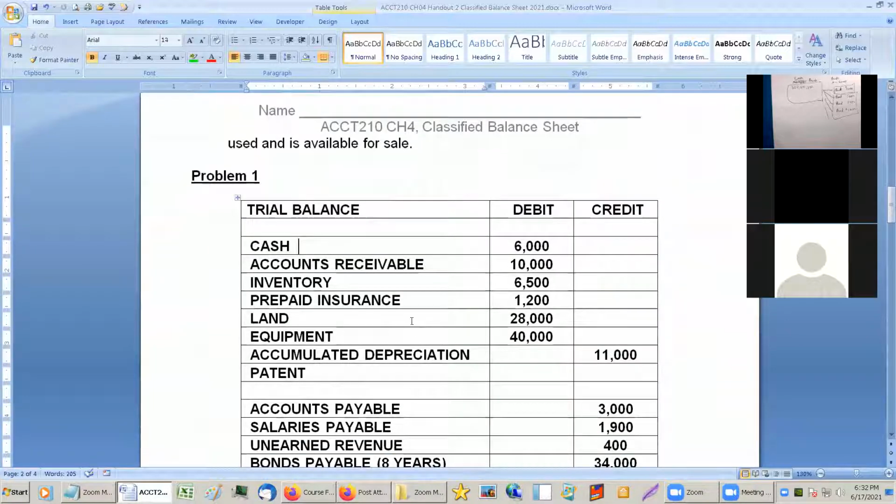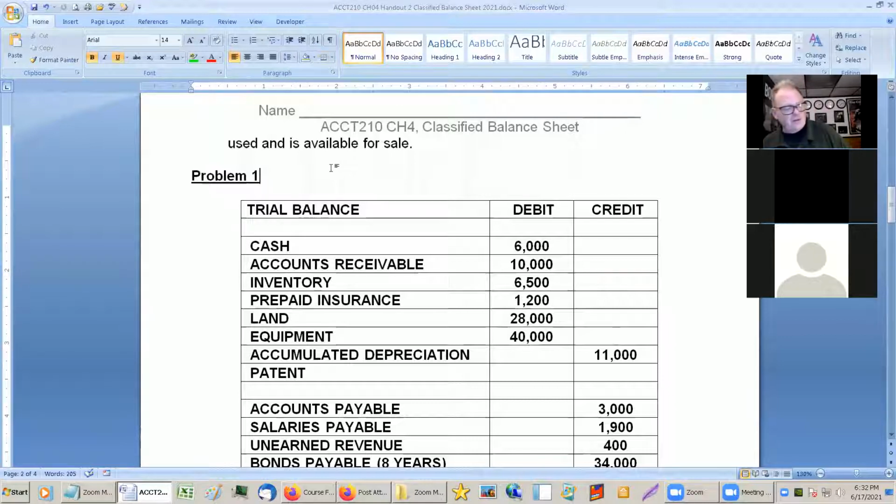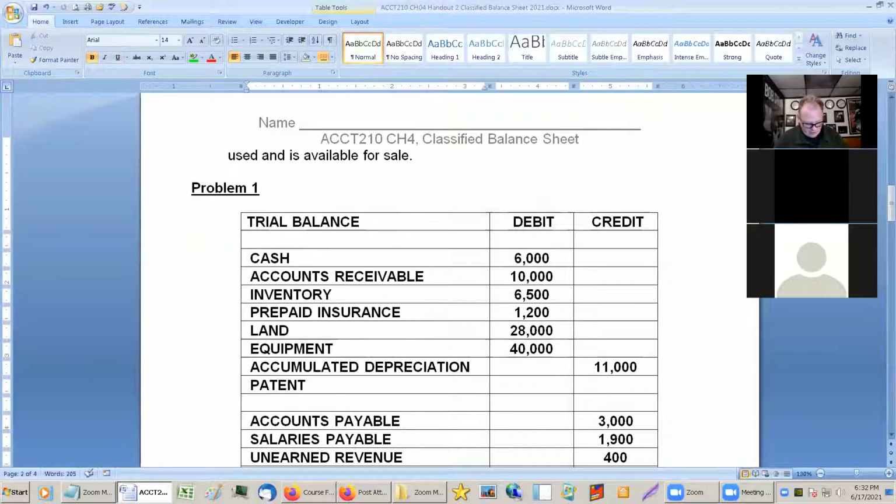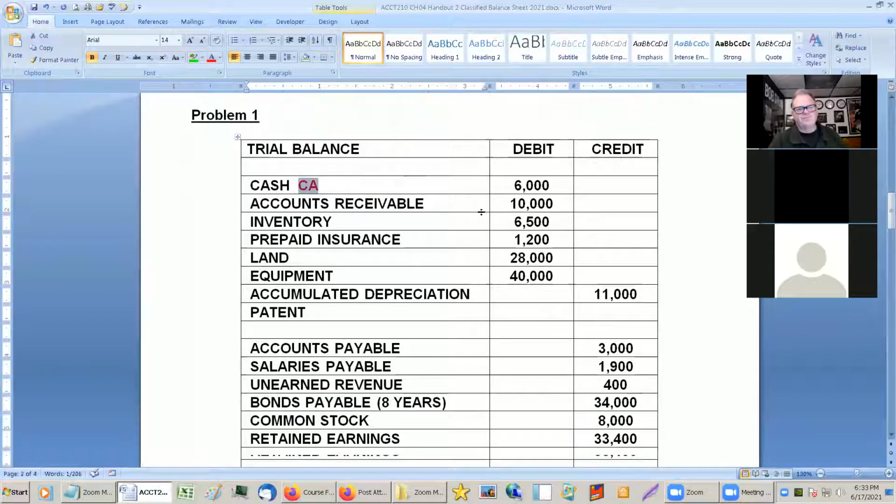Okay, so which category would cash be in? Oh, come on, you guys know this one. Which category would cash be in? Assets. What kind of assets? Current assets. Yep. So this would be a current asset. I'm just going to say CA. How about accounts receivable? Current assets. Yep.